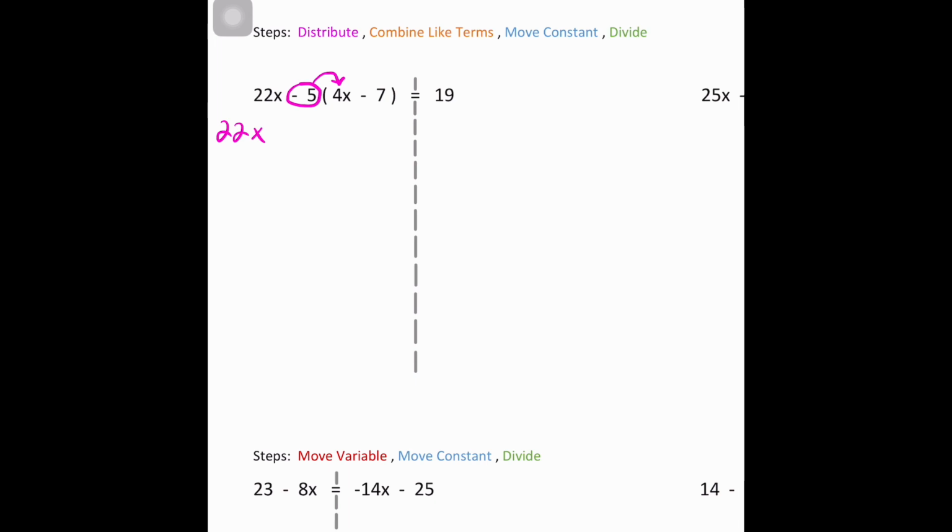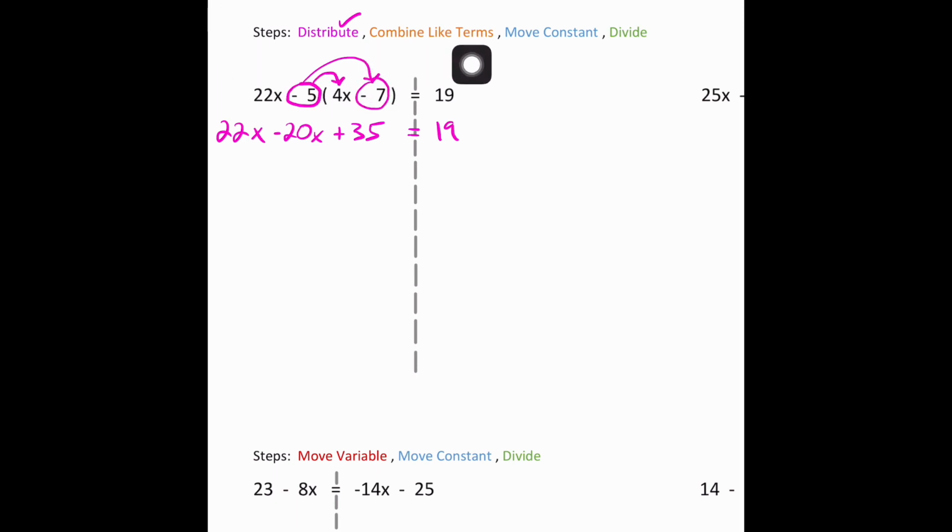So we'll do negative 5 times 4x, giving us negative 20x. And then we will do negative 5 times, yes, exactly, negative 7. All right, I'll go ahead and circle that. Negative 5 times negative 7 gives us the positive big hurt 35. Bring down your equals, bring down your 19. You can throw a little check mark there as you are complete with line 1 or step 1.